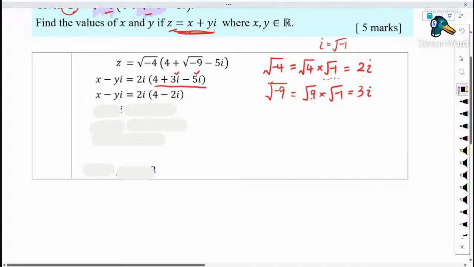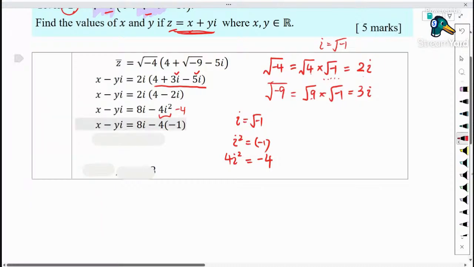Next, we multiply 2i into the brackets. So I have 8i minus 4i squared. Here, if i equals square root of minus 1, i squared equals negative 1. So 4i squared equals negative 4. So if you minus negative 4, it will turn out to become plus 4. In my calculation, I substitute i squared as minus 1, so when I multiply, I will have 4 plus 8i.